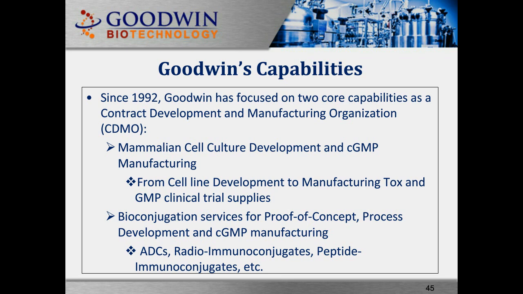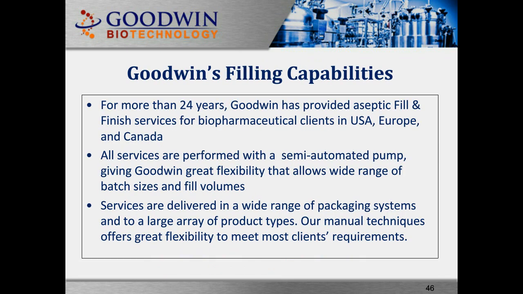For more than 24 years, Goodwin has provided aseptic fill and finish services for biopharmaceutical clients in the USA, Europe, and Canada. All services are performed with a semi-automated pump, giving Goodwin great flexibility that allows a wide range of batch sizes and fill volumes. Services are delivered in a wide range of packaging systems and to a large array of product types. Our manual techniques offer great flexibility to meet most of our clients' requirements.